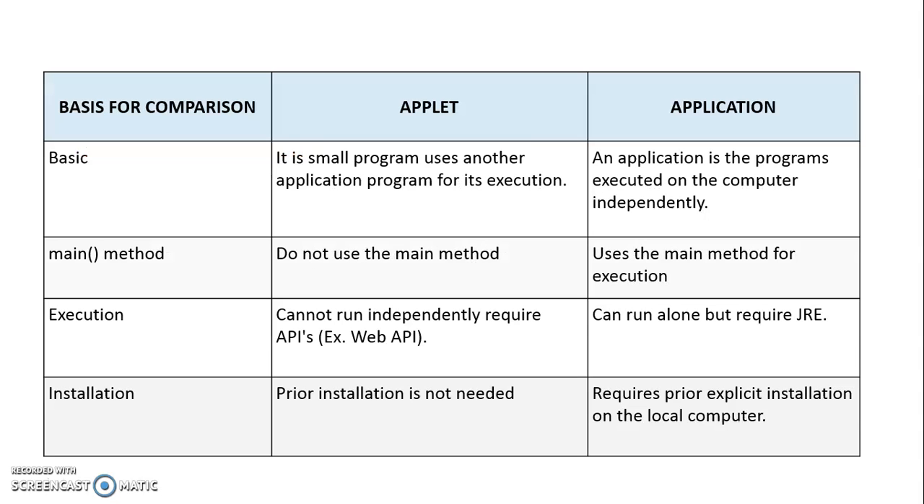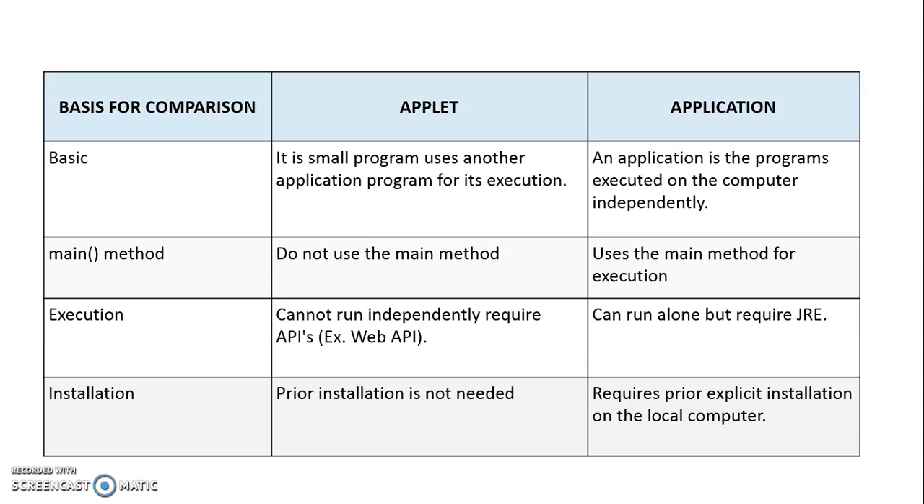Next, through a chart we will see the difference. The basic difference is also, we have already seen the definition. Applet is a small program, an application is a large program. Main method, we do not use the main method in applet, but here the execution itself starts from the main method in application program.